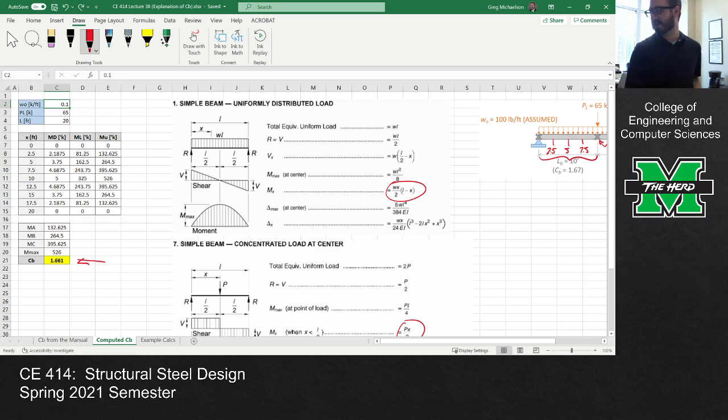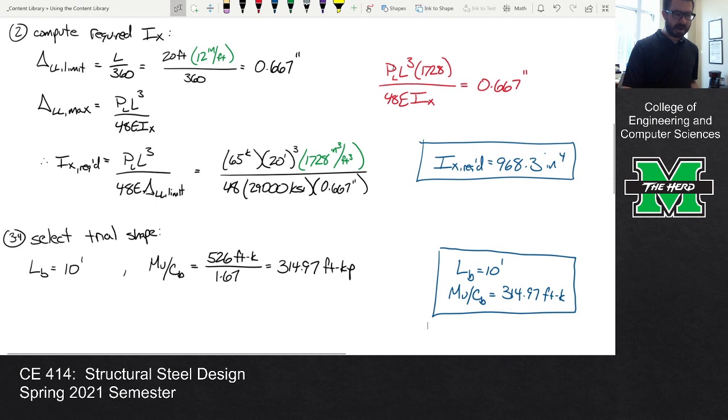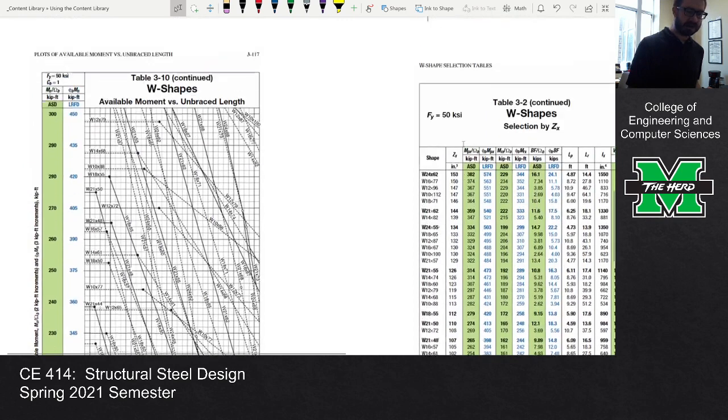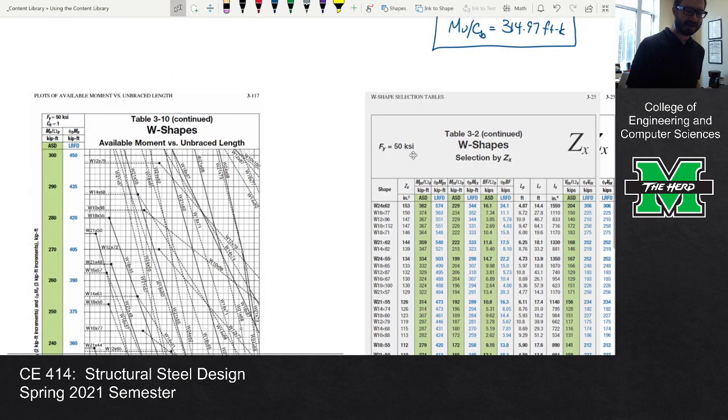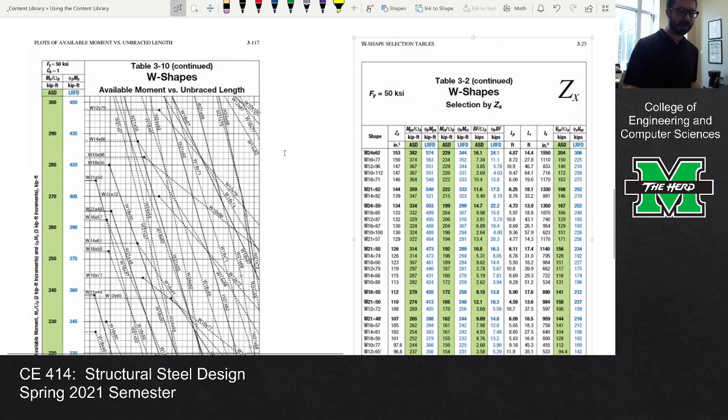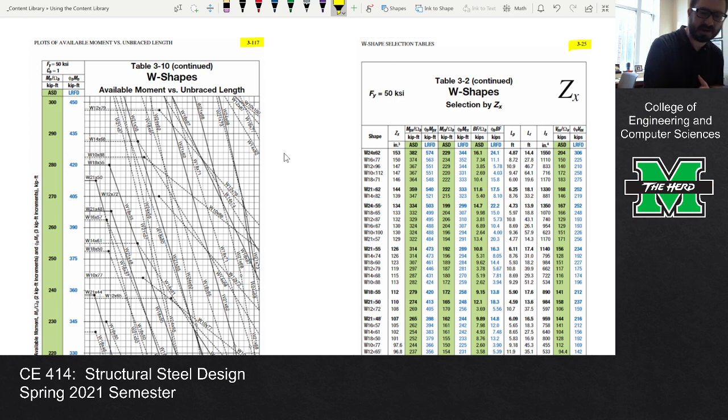So let me go back to the calculations. So we have an LB value of 10 feet and an MU over CB of 314.97. Now I want to show you what I've got down here. If you remember, I said you're going to have to do a lot of page flipping. I kind of cheated a little bit because I've got Table 3-10 and Table 3-2 all on the same page. But if you want to follow along with me, I've got the bookmarks. I put the page numbers up here in the screen clipping. So this is 3-117 and 3-25. Again, what I would do is maybe get two bookmarks and prepare to do that a bit.